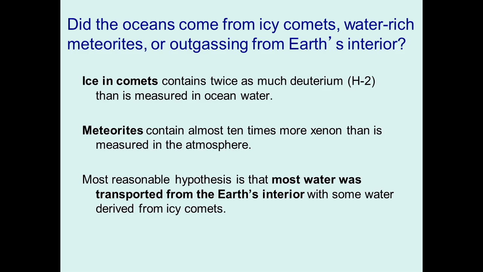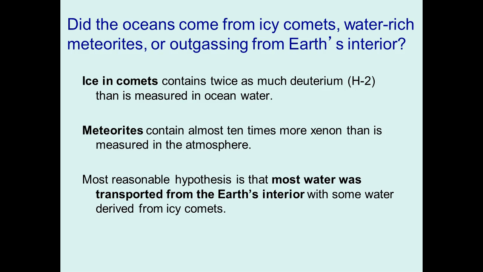deuterium than is measured in present-day ocean water. Also, meteorites contain almost 10 times more xenon than is measured in the atmosphere. Thus, any hypothesis advocating for the extraterrestrial source of the majority of water on Earth would have to address these discrepancies with the modern Earth observations. Although it's a provocative hypothesis that the water on Earth, which is so essential to life, came from outside of the Earth, there's little evidence that suggests that the majority of water on Earth came from outside the Earth.